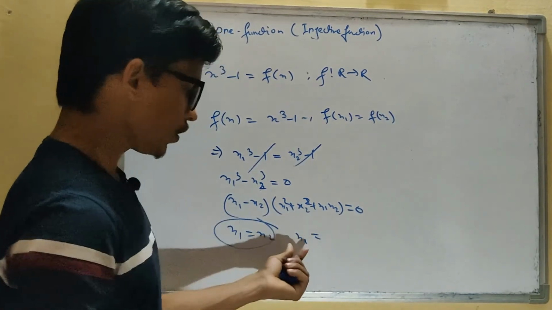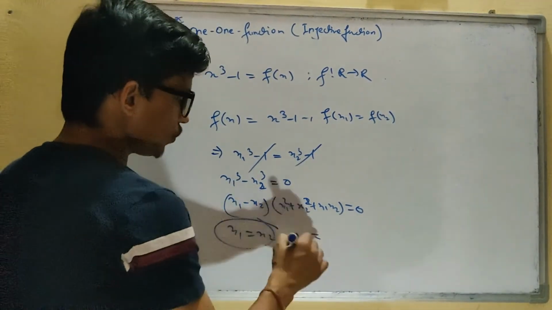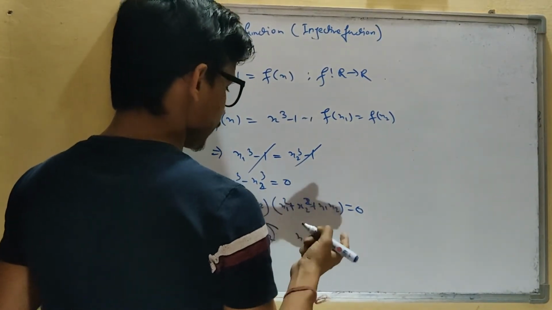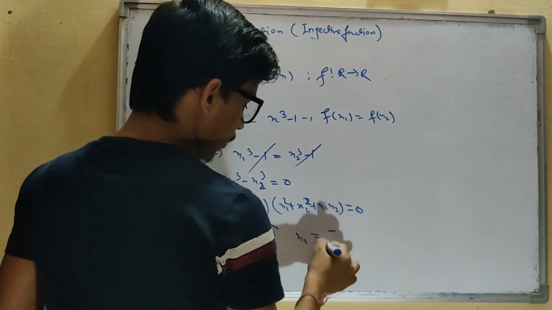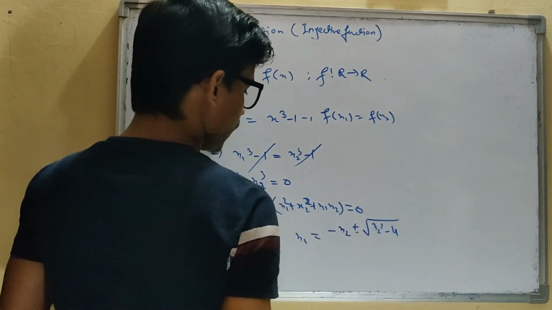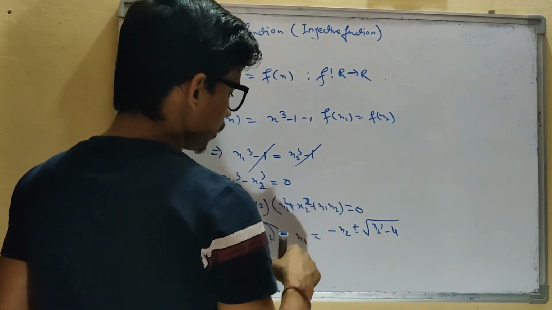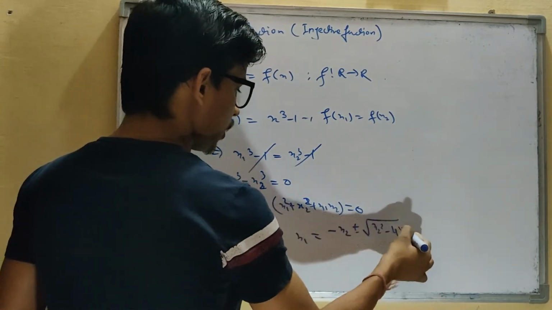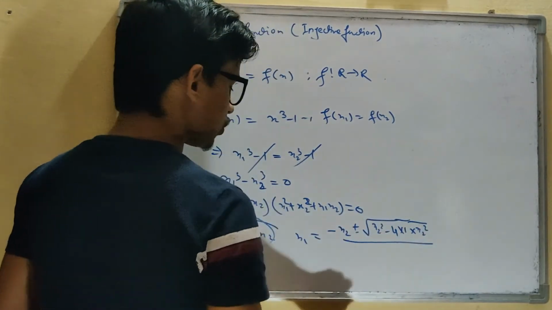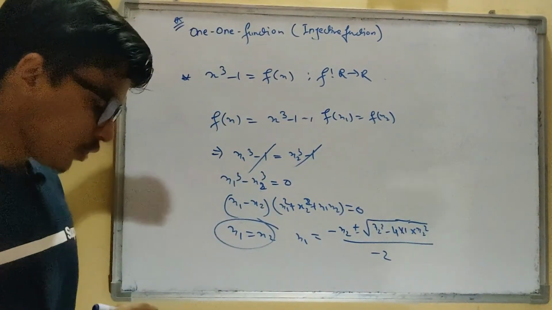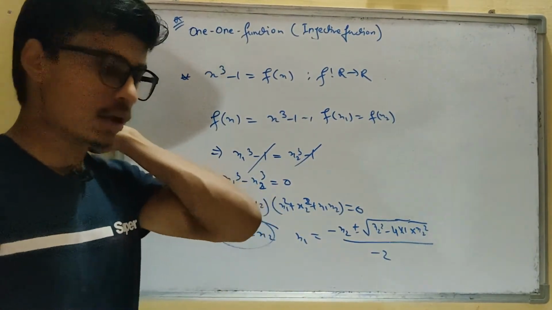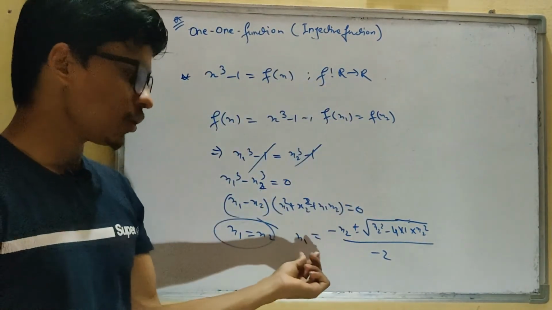So what is x1? If you solve this, it is a quadratic, right? So you can solve it this way: x1 is minus b, so minus x2, plus or minus the square root of b squared, which is x2 squared, minus 4ac. Here a is 1 and c is x2 squared, divided by 2a, so by 2. Now if you substitute any value of x2 from R to R, you are going to get a non-real value of this.